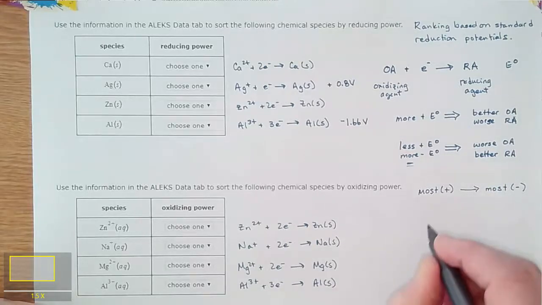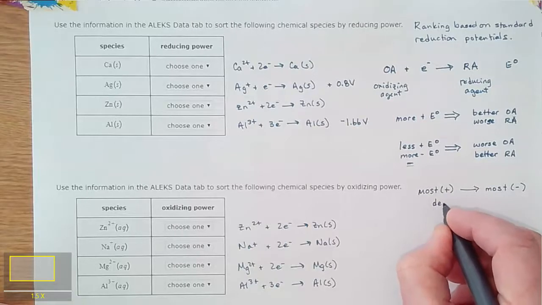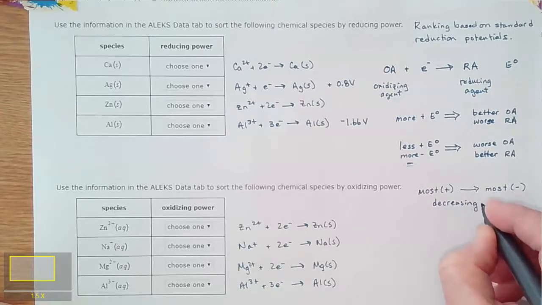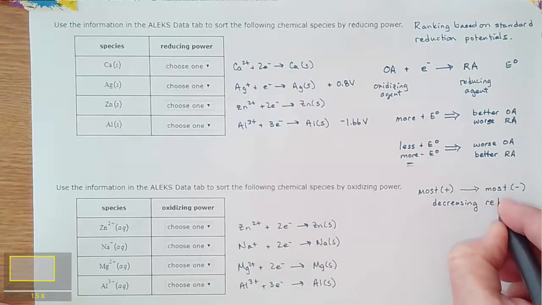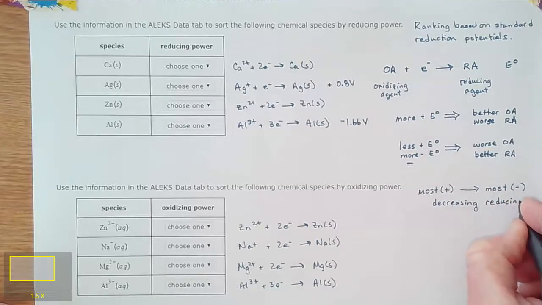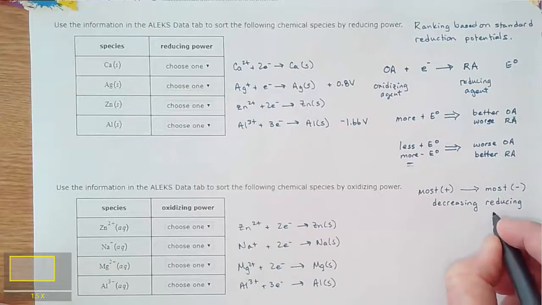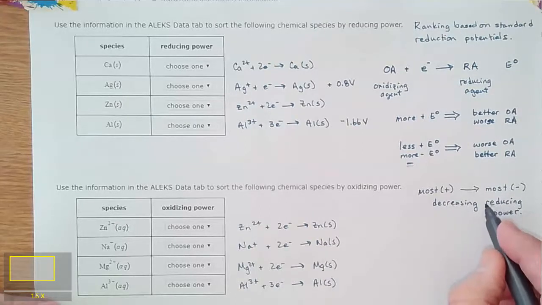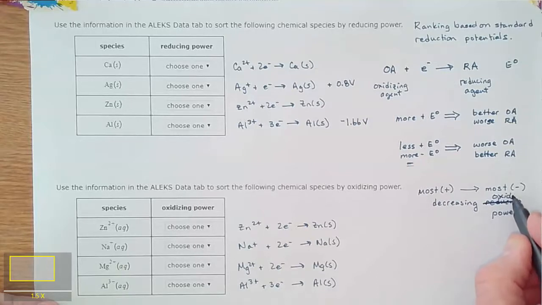then we can put things in order of decreasing, reducing, we'll call it reducing power, to use the phrase that ALEKS does. Okay, so decreasing, I'm sorry, oxidizing power. Getting that mixed up. My apologies.